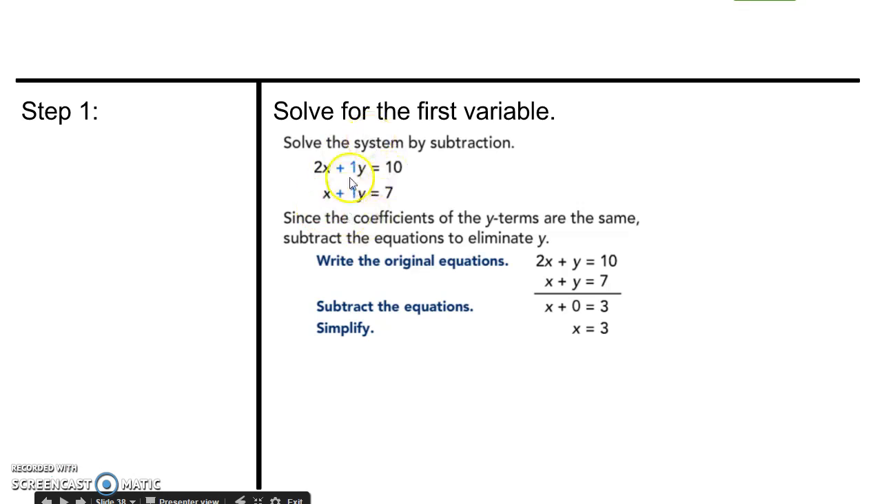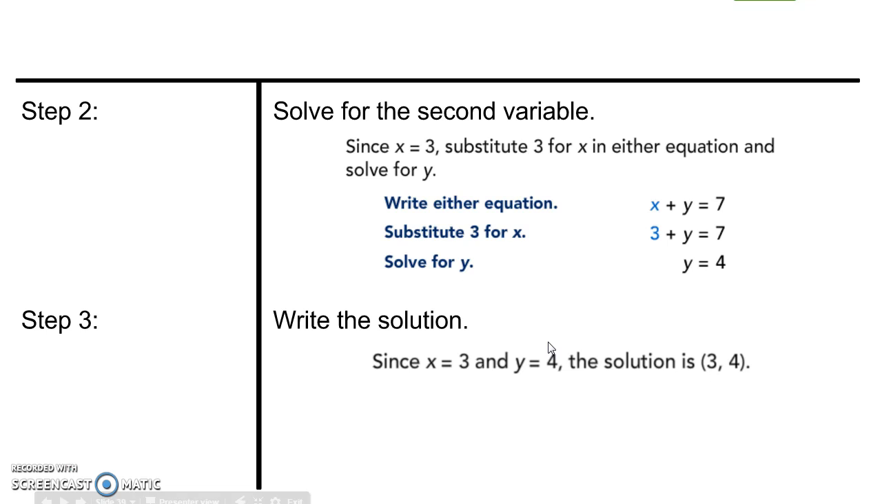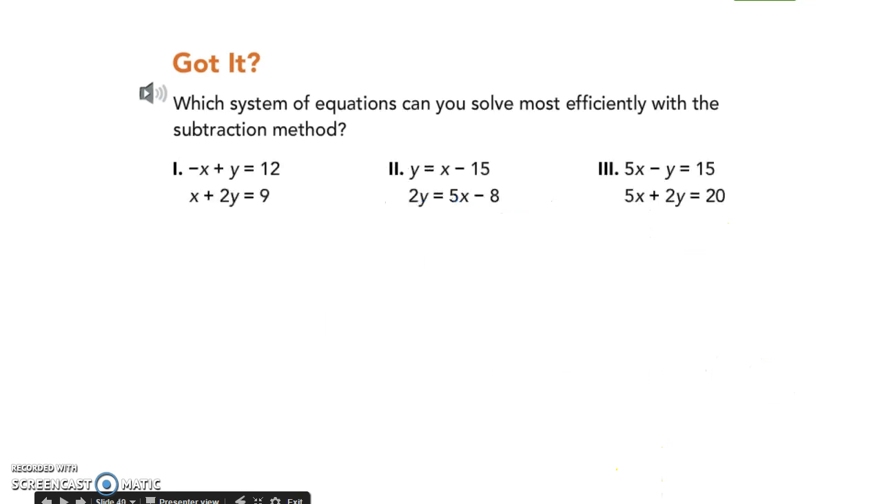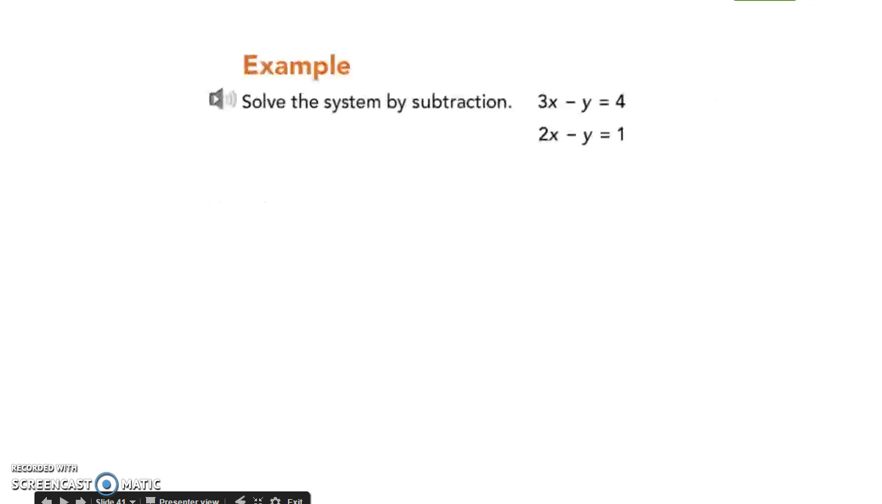Here, we see 1x and 1x. We don't want to add those together because that would give us 2x. But if we subtract the second equation from the first equation, 2x minus x gives us 1x. Y minus y goes away. And then 10 minus 7 gives us 3. That helps us find what x is. Again, the second step, we plug that in. And from here, it's just the same process. We get our y, and then we write our solution as an ordered pair. So let's try one. Call this example 3.